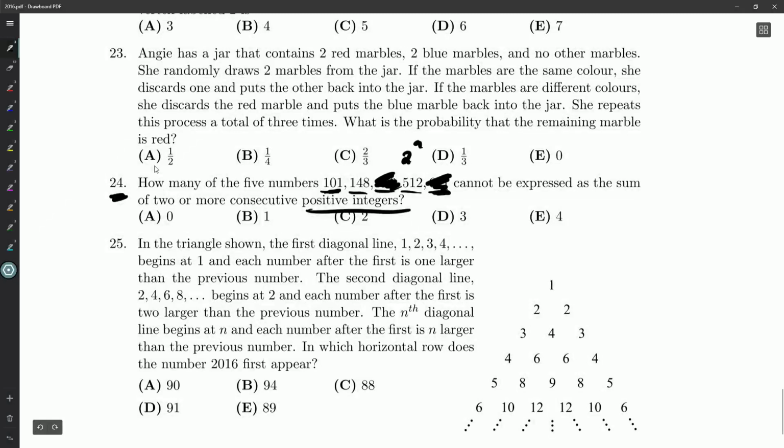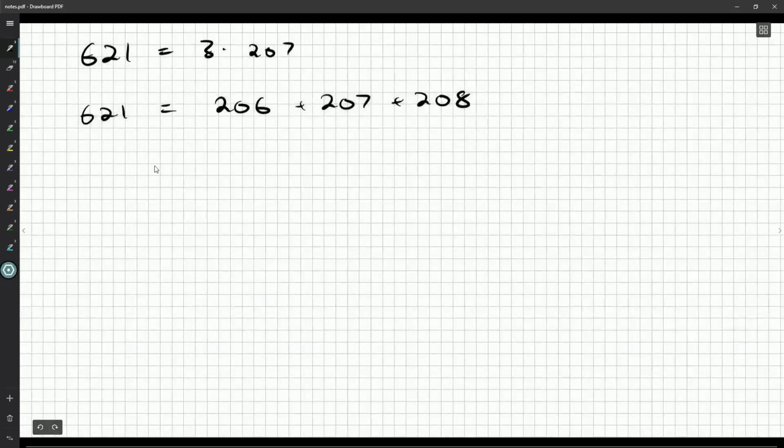101 is prime. It's its own prime factor, which would be fine except we want 2 or more consecutive integers. And 148, I don't know the factors offhand. It ends in 48, so it should be a multiple of 4. Well, not should be, it is a multiple of 4. You can grab a calculator, but 148 is 37 times 4, so it is a multiple of an odd number.